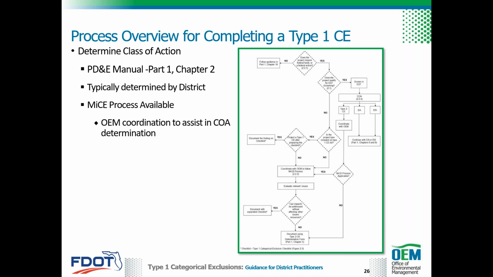It's used for Type 1 CEs that may involve environmental impacts and require a little bit more additional analysis than would normally be necessary. And it's also used for Type 2 CEs, focusing on criteria that trigger the Type 2 and whether project conditions have changed that would allow a Type 1 CE.